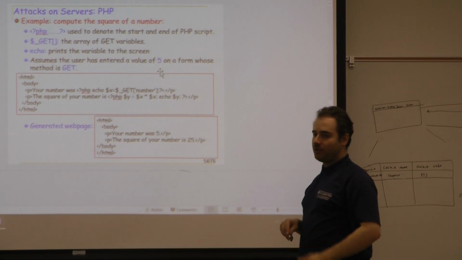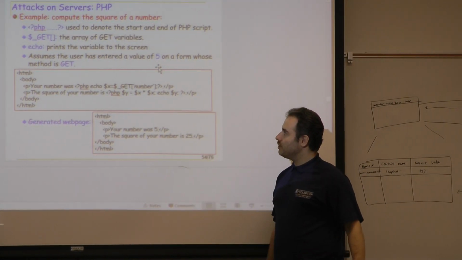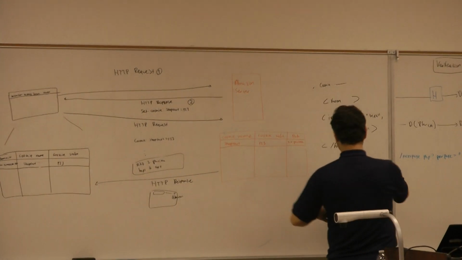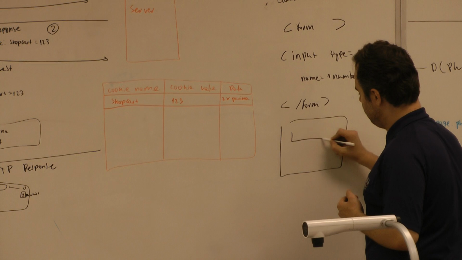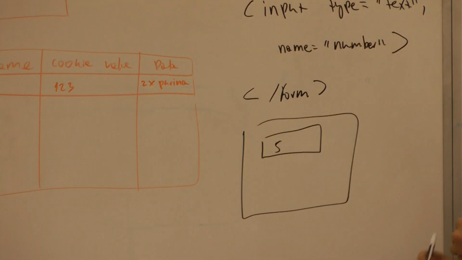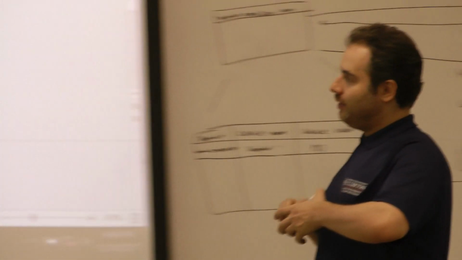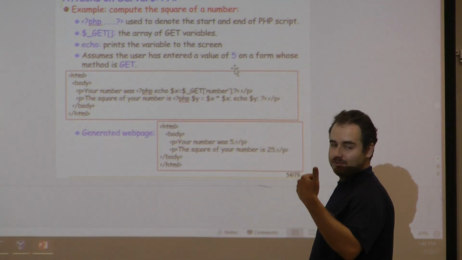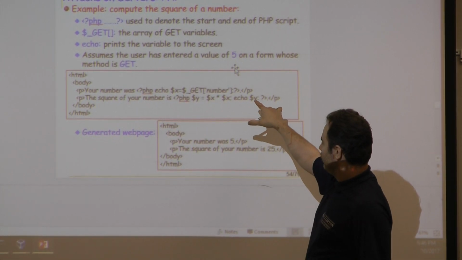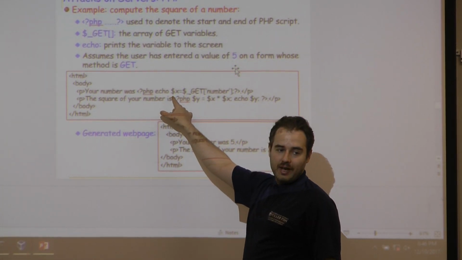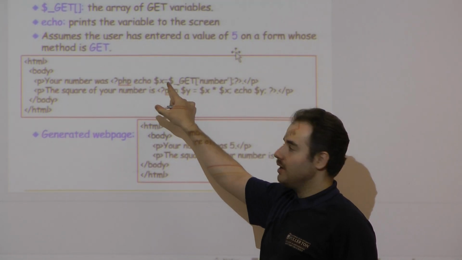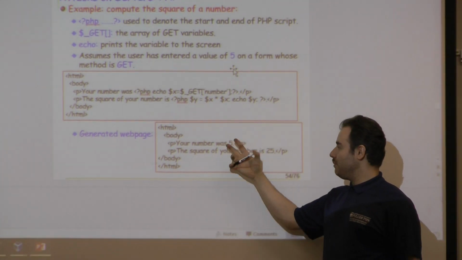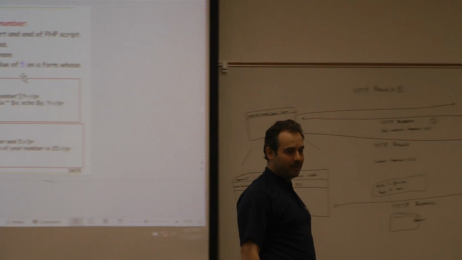So after the server has executed the script, it'll generate a page which looks like this. So if the number was 5, so if the user on this web page, that's the text field, if he has entered 5 and hit submit, then this script is going to receive that 5. It will pull it out of the get array, compute a square of it, and print it on a web page. So I will end up with a web page that looks like this.